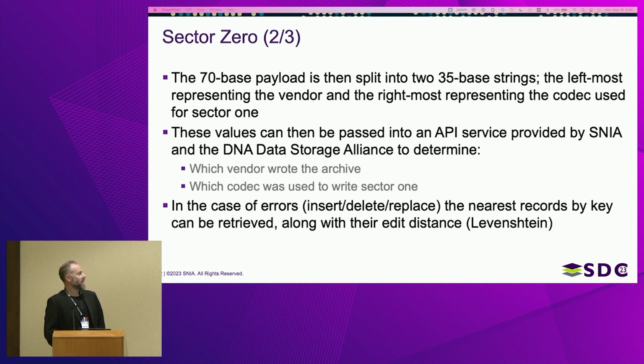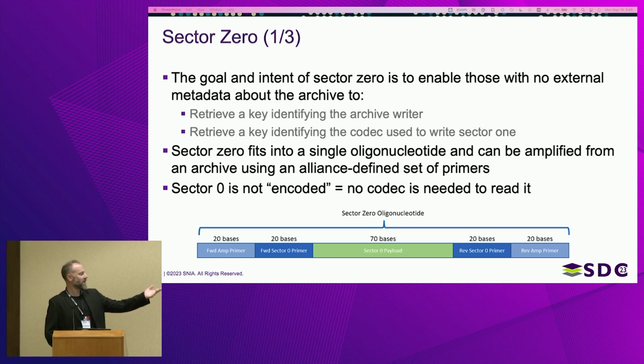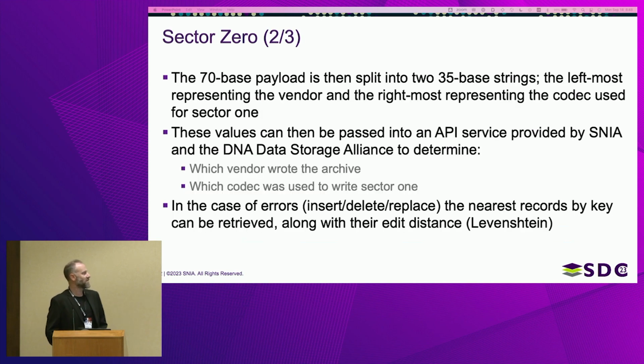And then after we have those primers, we have around 70 bases left. We divide it into two 35 base strings. The left one is the vendor, the right one is the codec for sector 1. And Joel built an API service that is currently available on AWS, and you can send this string to that service and it will give you back the vendor and the codec that was used, at least the codec version or codec details.